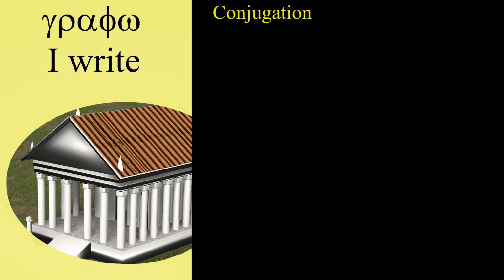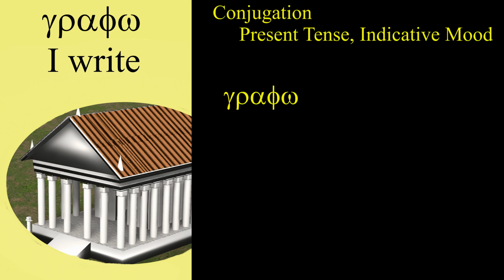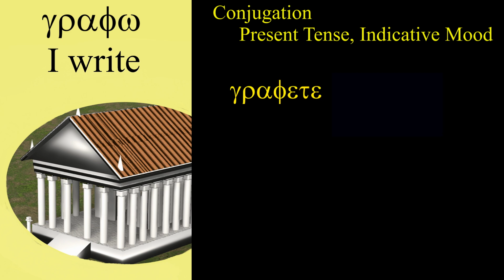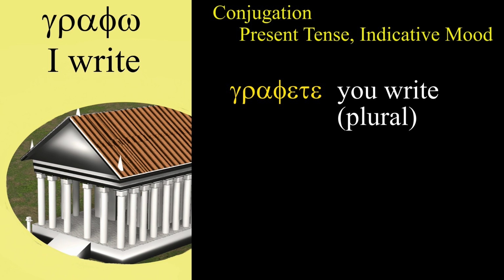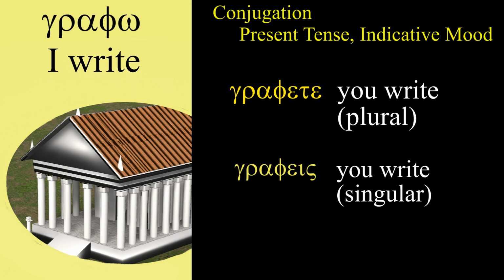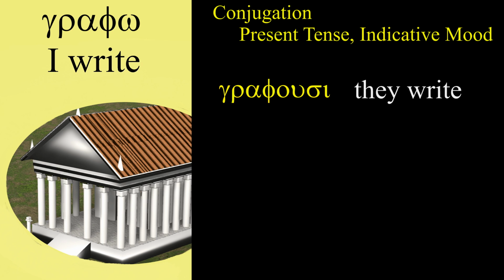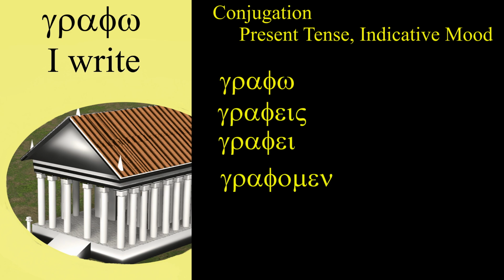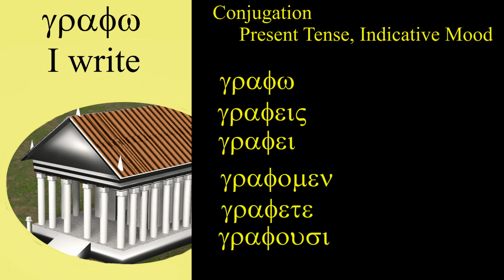Now we will conjugate grapho in the present tense. Grapho is I write. Graphis is you write. Graphi is he writes or she writes. Graphomen is we write. Graphete is you write. This form is the plural you as opposed to graphis, which is the singular you. Graphusi is they write. So to run down the conjugation, it is grapho, graphis, graphi, graphomen, graphete, graphusi.